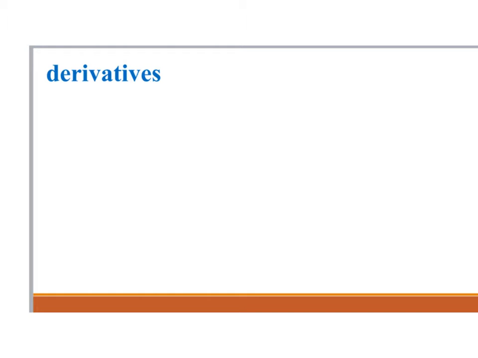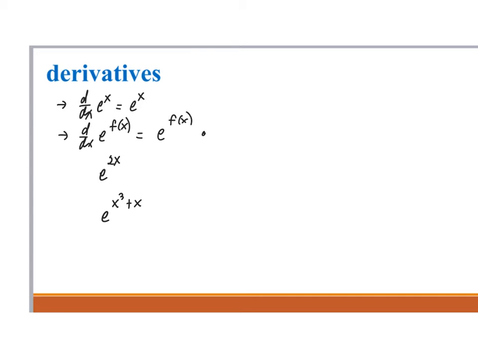First off, for the exponential function e to the x, the derivative is just e to the x. But if the exponent of e to the x is not just x, but some other function in x, like e to the power of 2x or e to the power of x cubed plus x, then we need to use the chain rule for this. Using the chain rule, the formula becomes d/dx of e to the power of f of x is equal to e to the f of x times whatever the derivative of f of x is.